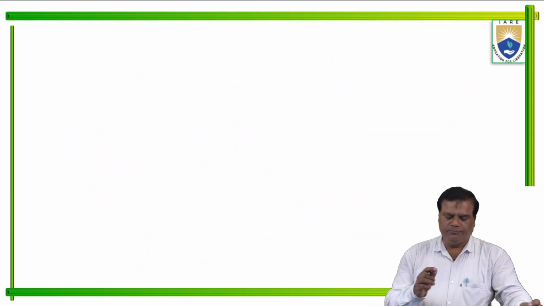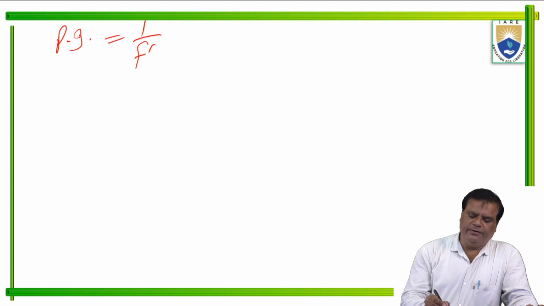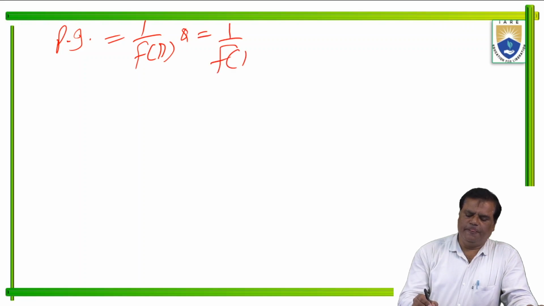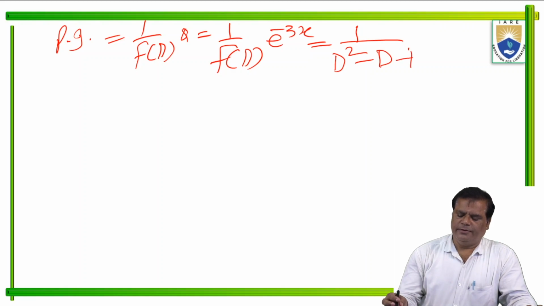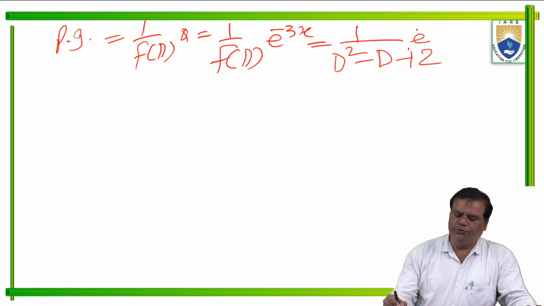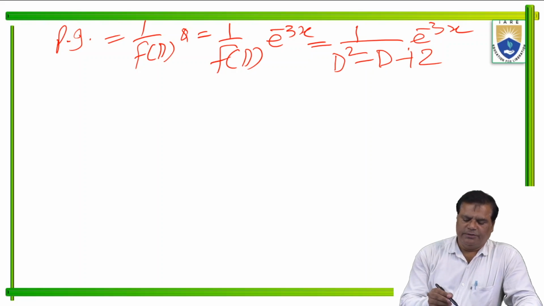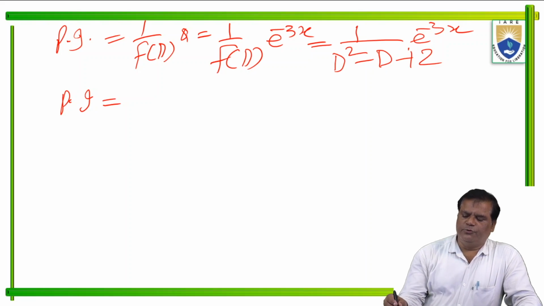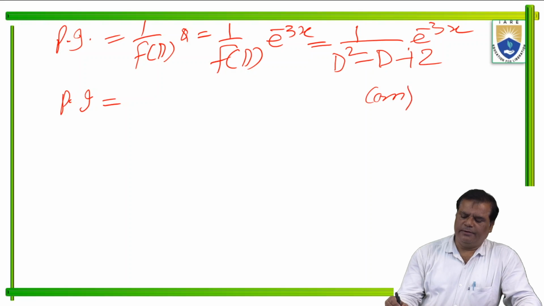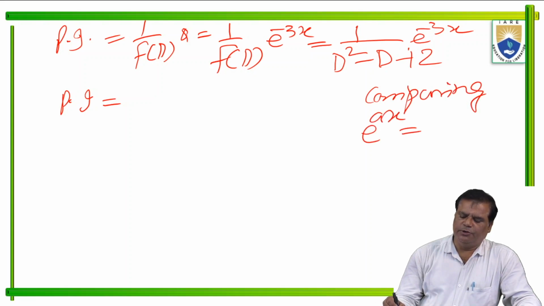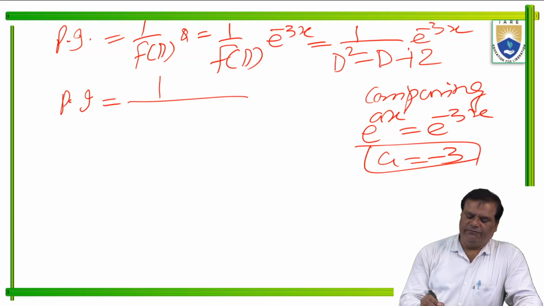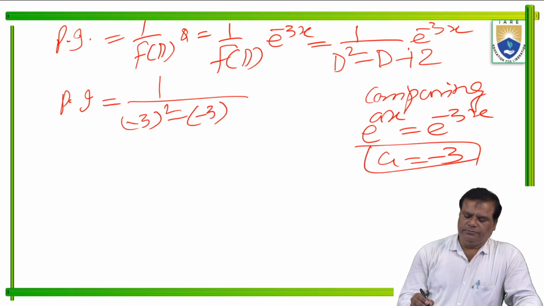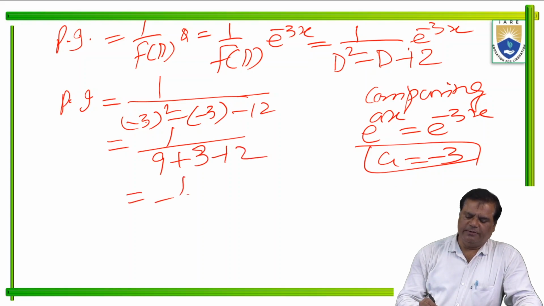Now PI, particular integral. PI is equal to 1 upon F(D) into Q. 1 upon F(D) into e to the power minus 3x, 1 upon D square minus D minus 12, into e to the power minus 3x. So PI is equal to, here putting D equal to minus 3. Comparing e to the power ax with e to the power minus 3x, a is here minus 3. Putting here 1 upon F(D), minus 3 squared, and minus 3, and minus 12. So this is 1 upon plus 9 and plus 3 minus 12. So here 1 upon 12 minus 12.